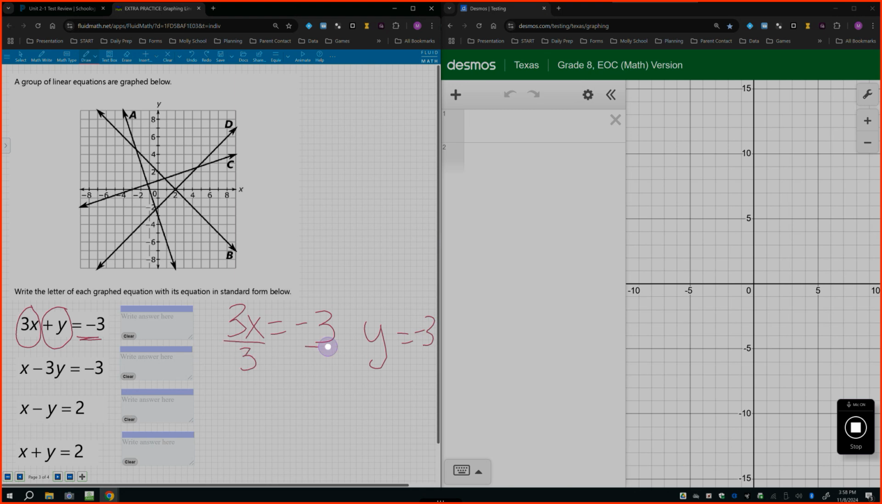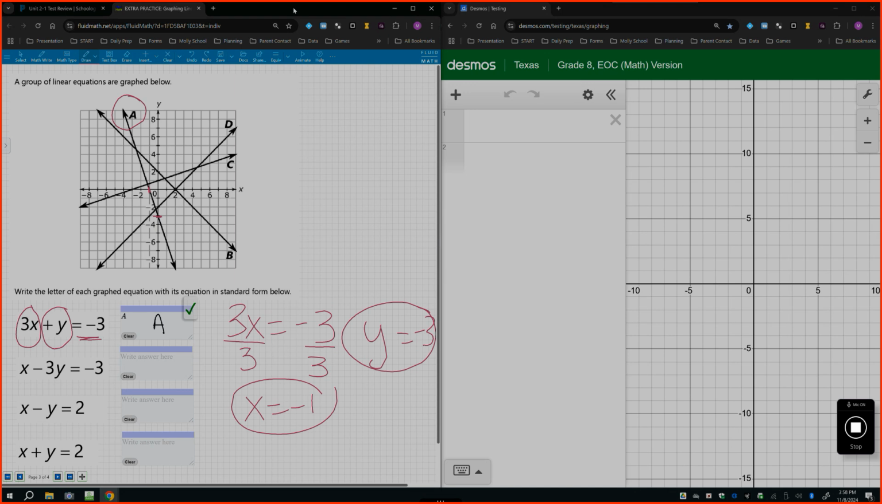I divide both sides by 3. I get x equals negative 1 and y equals negative 3. So I'm looking for a line that goes through x equals negative 1, so I'm going to put a mark there, and y equals negative 3. Well, the line that goes through x equals negative 1 and y equals negative 3 is A. Okay? Let's do another one.